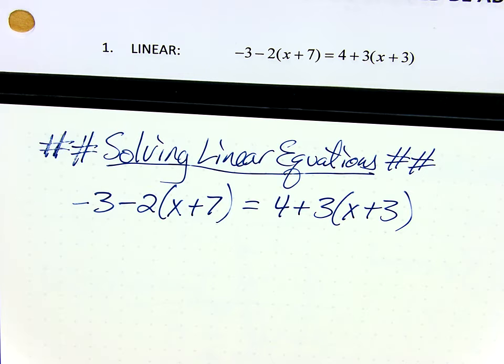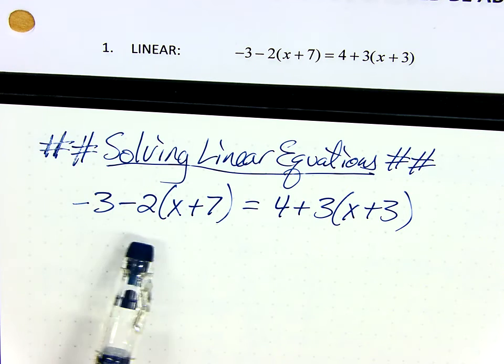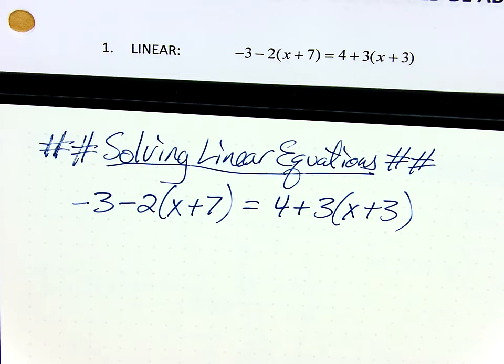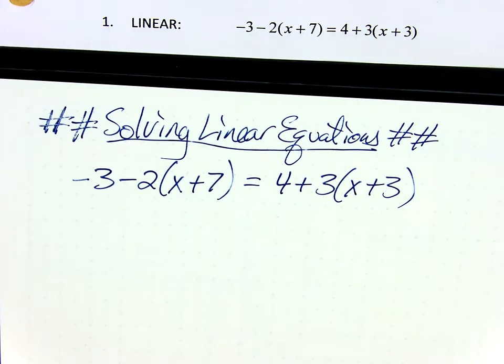But before I can do that, I might simplify both sides. Me personally, I'd probably distribute on both sides first. And then try and get my x's together on one side, and then move all the other numbers to the other side, and then solve for x some kind of way. All right, so let's try that if you haven't already.